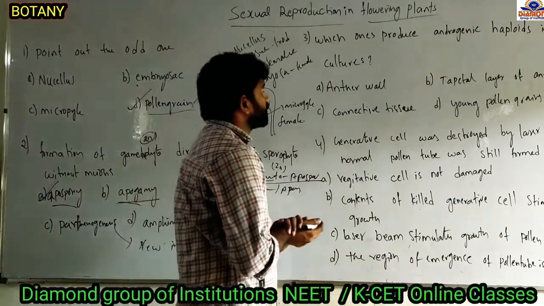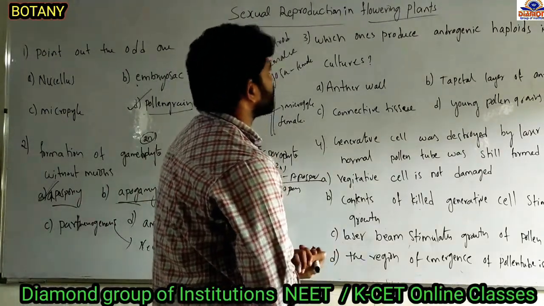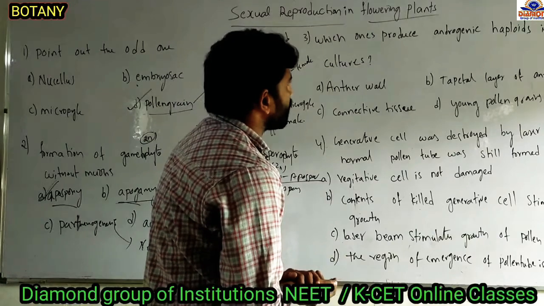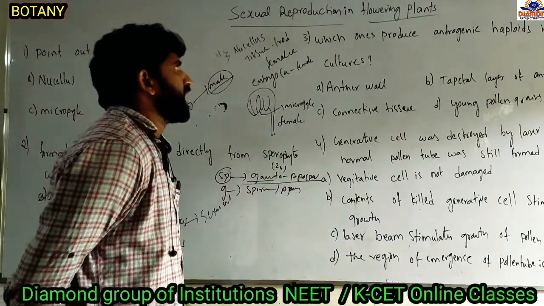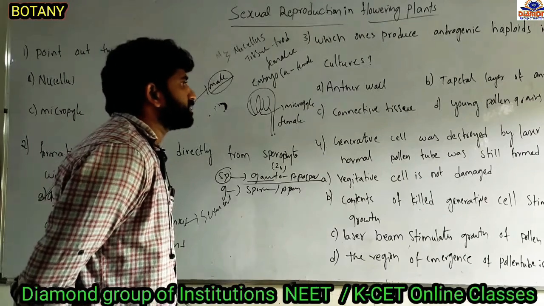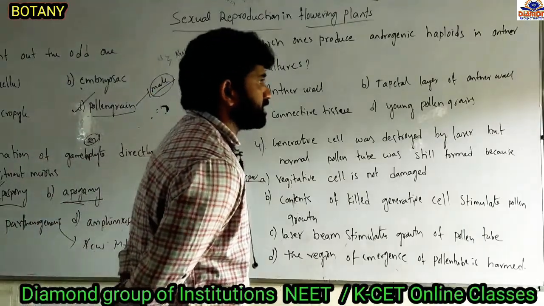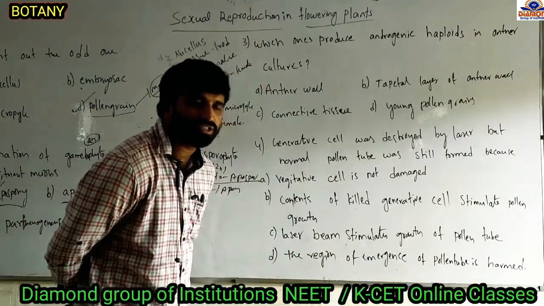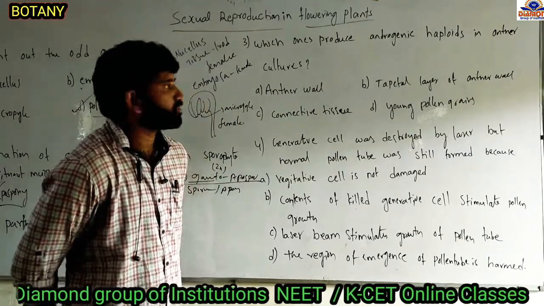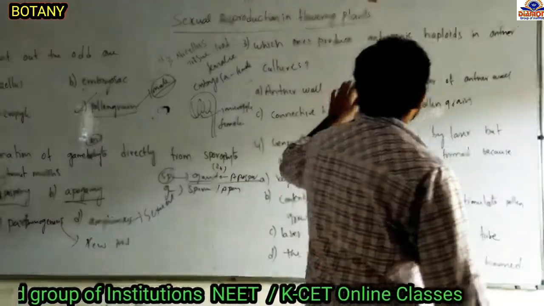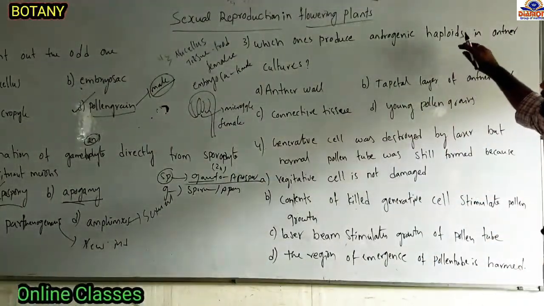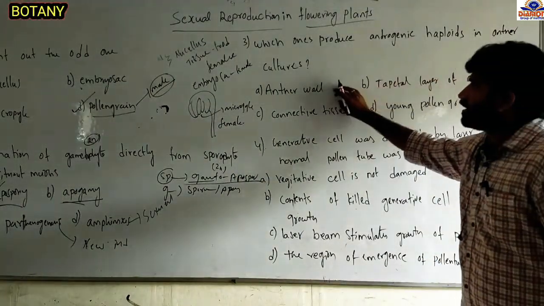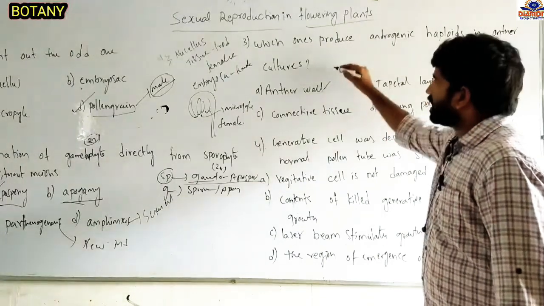In the next question: which one produces androgenic haploids in anther culture? Anther culture is an application of tissue culture. It is used in the production of haploid plants. So out of the given options, which are used in the production of anther culture? Option A, anther wall.